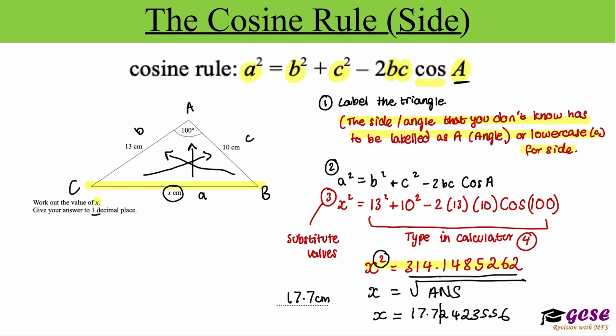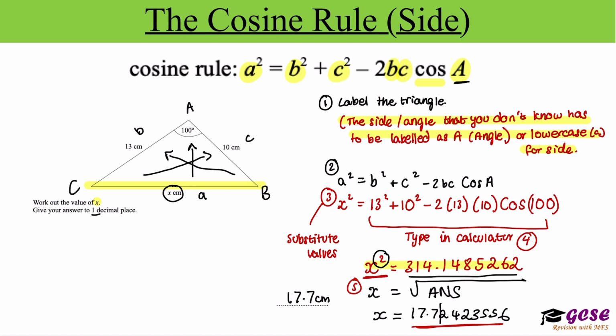And then after we've typed it into our calculator, we saw that that was x squared, but we don't want x squared, we want just x. So step 5 was to square root it. The inverse of squaring something is square rooting. That's why we square rooted our answer to get our final answer, and then we rounded that to one decimal place.